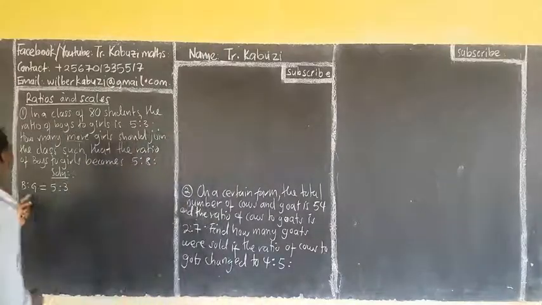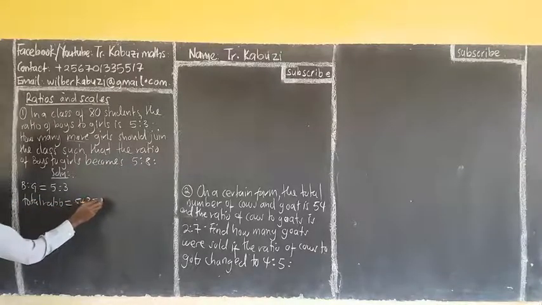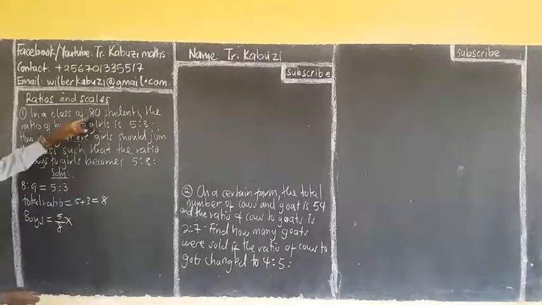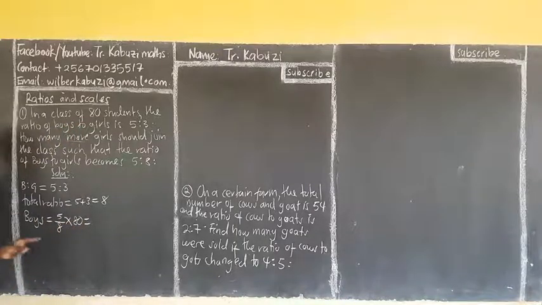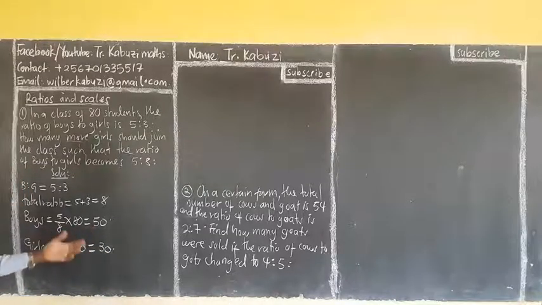So now, for the number of boys, we get the total ratio. Our ratio is going to be 5 plus 3, which gives 8. Meaning the boys in that class are going to be 5 over the total ratio, times the total number of students in that class. And you see this one is going to give us 50. Then girls are going to be 3 over 8 times 80, and that is going to be 30 girls. So we have 30 girls and 50 boys in this class.